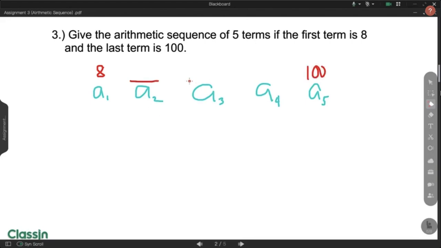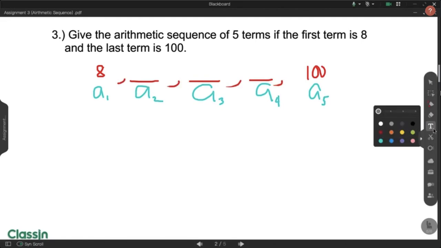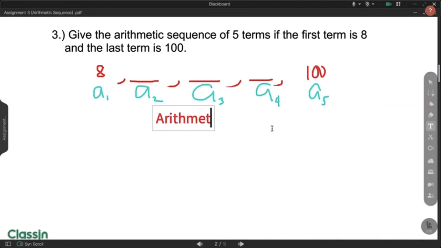A sub 2, a sub 3, and a sub 4 here, class, are what we call the arithmetic means. Let me type that. Arithmetic means. Arithmetic means are the numbers between 2 terms of an arithmetic sequence. This, and this.